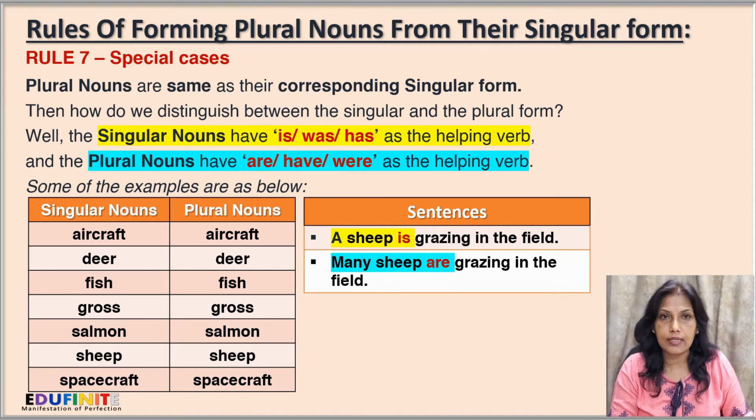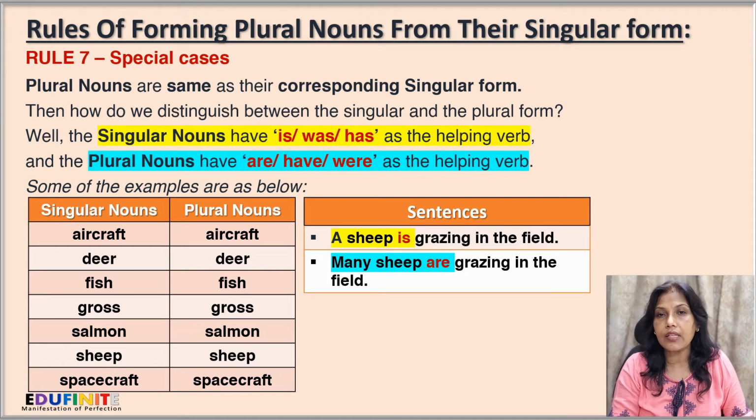So let's look at the sentence. How do we differentiate between the singular form and the plural form? Let's take the example of sheep. For the singular sheep, we say, a sheep is grazing in the field. So here we are using a as the article to denote it is in a singular number, and we are using the verb is that is used for the singular form. So the sentence is a sheep is grazing in the field. Now when we choose to use sheep as a plural form, we say many sheep are grazing in the field.